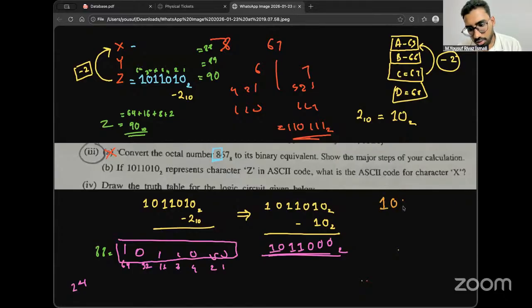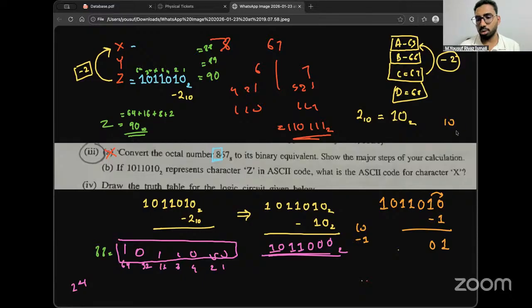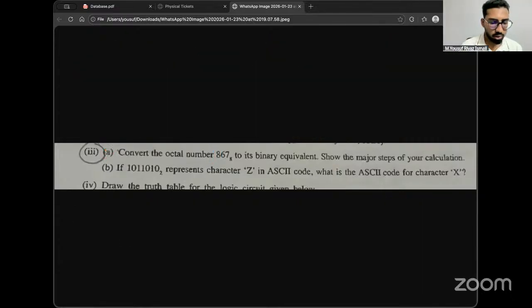So 101110 minus 1. So add 1 here. When you add 1 here, it's basically 10 minus 1. 10 is how much? 2. 2 minus 1 is 1. Then you have 0 here. Got it? When you borrow 1 there, it becomes not 0 minus 1, it becomes 10 minus 1. 10 is equal to how much? 2, right? So 2 minus 1 is 1. I'll check further. So anyways, that's the way to do that question.